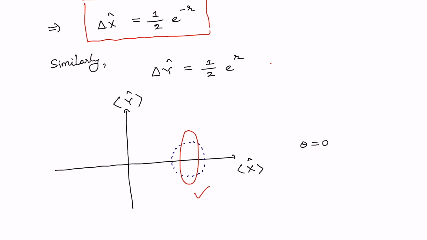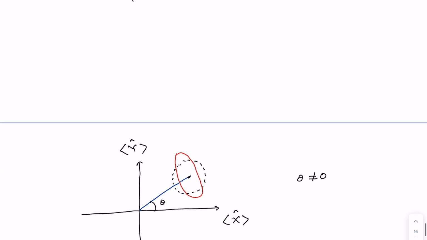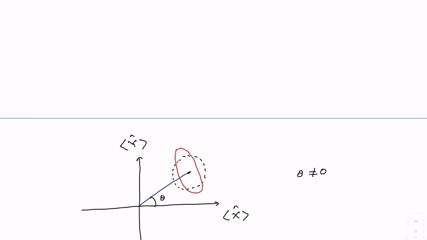But if now I take theta to be along a different direction, then this is the plot you are going to get. Here also the amount of squeezing in the x quadrature as well as in the y quadrature is going to remain the same. Only thing you see, now the squeezing is happening in a particular direction in the phase plot.